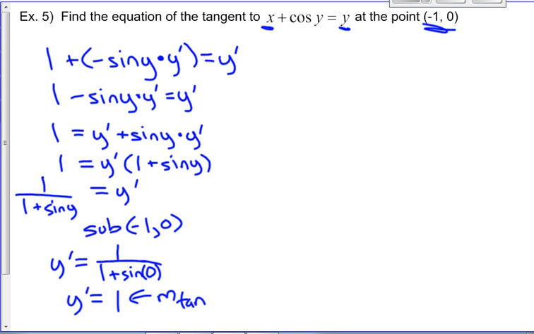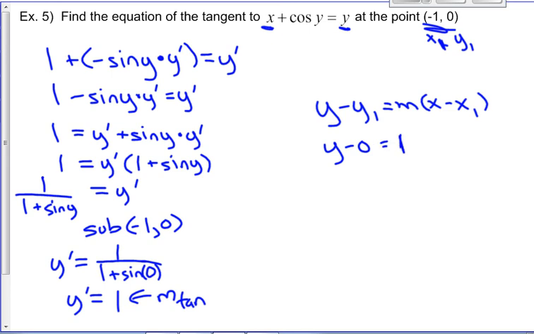If we want the equation of the tangent, well, here's our point-slope formula. And we just sub in. So it would be y minus 0. This is our y1 here. This is our x1. Equals m, which we found was 1. The slope is 1. X minus negative 1. Work that out. That gives us just x plus 1.